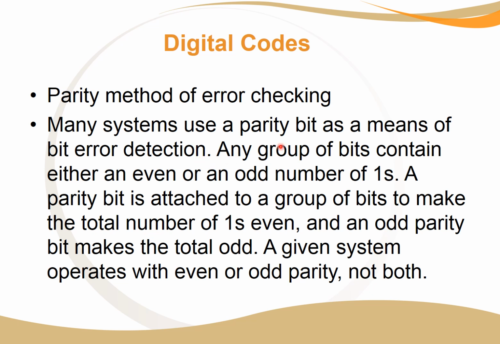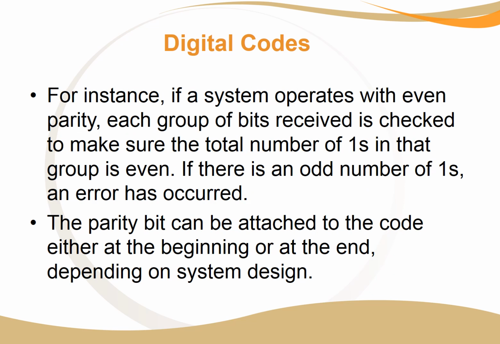Many systems use a parity bit as a means of bit error detection. Any group of bits contains either an even or an odd number of ones. An even parity bit is attached to a group of bits to make the total number of ones even, and an odd parity bit makes the total odd. A given system operates with even or odd parity, but not both.